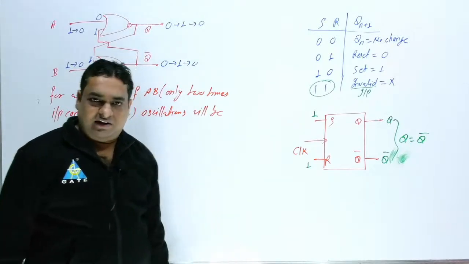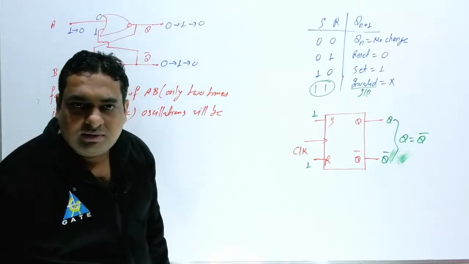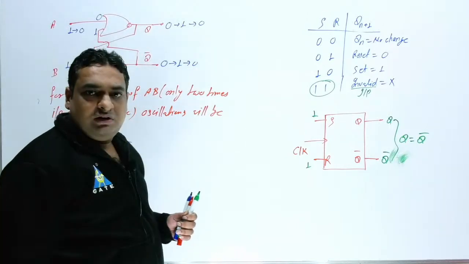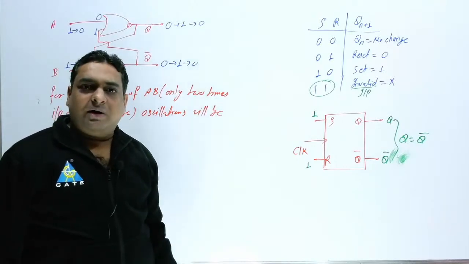This is for the active high category. For the active low category, you have to apply 0 0. This concept should be clear. It does not mean you cannot apply both the inputs. You can apply them, but in that case Q and Q bar will be the same.